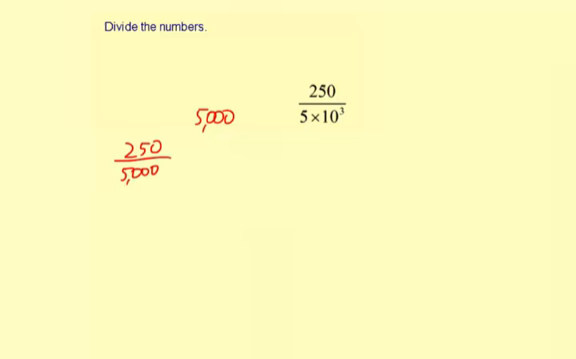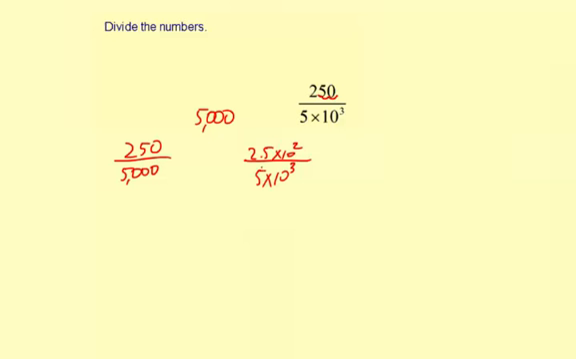Now let's put it in scientific notation. 2.5 times 10 to the 2, because you move the decimal point over twice, as you can see right here, and divided by 5 times 10 to the third. Okay, so now you can decide which fraction you want to work with.